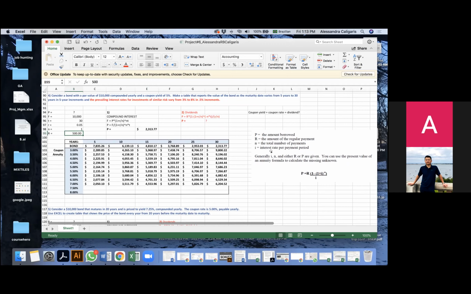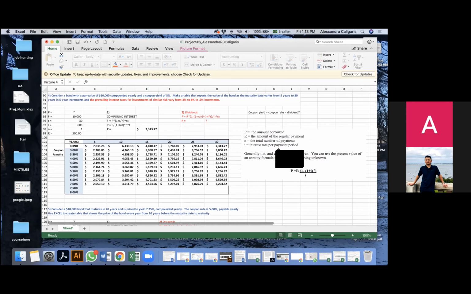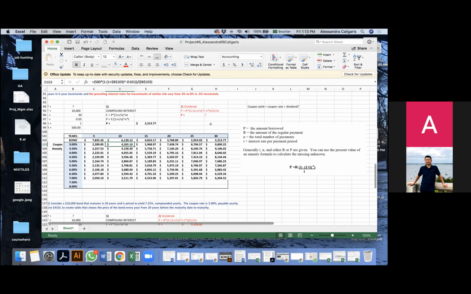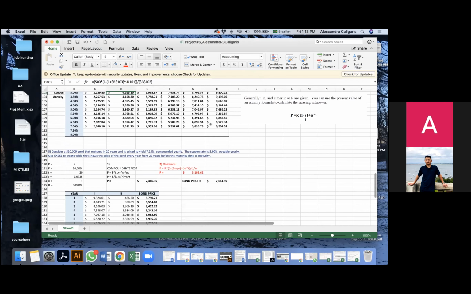So I should use this formula. Exactly, the annuity formula. That's right. So I guess I did that here. I don't know if my numbers are correct, but it looks good. And then after that, I have to sum up those two sources, right? So I sum up this one with this one, and this one with this one. Exactly. And the same for question number 5.